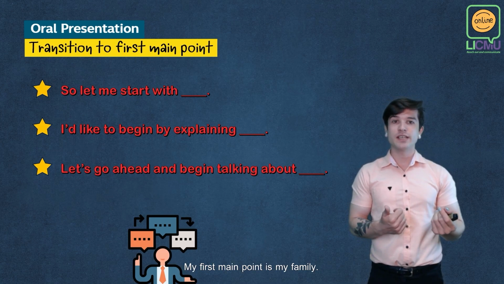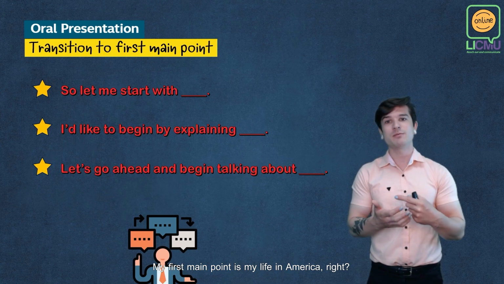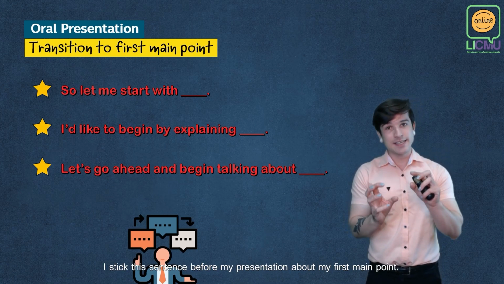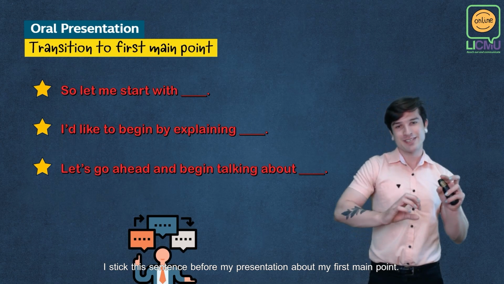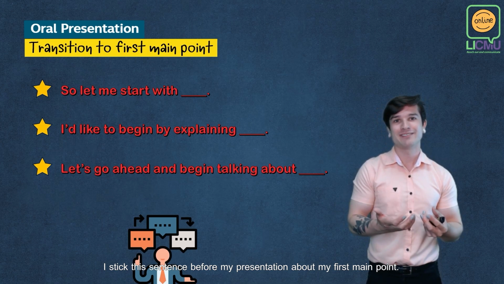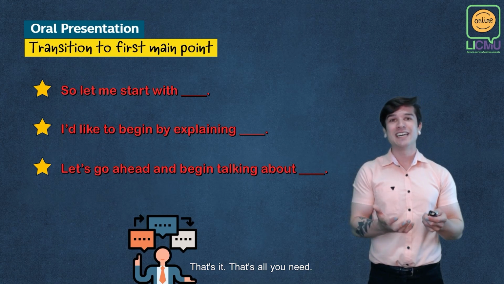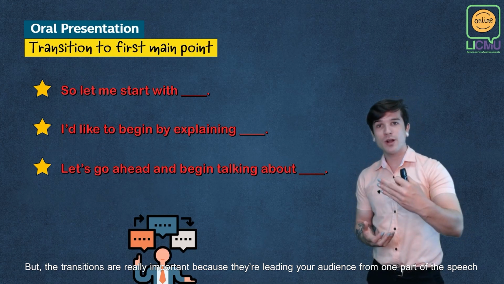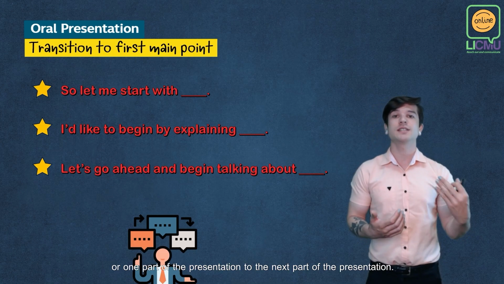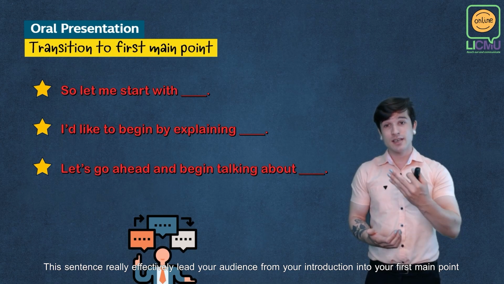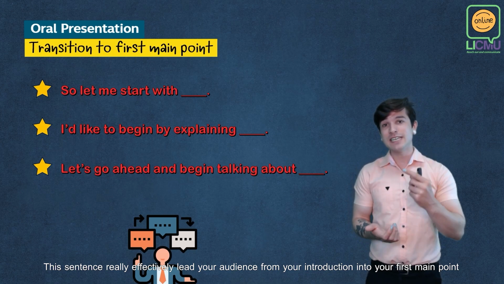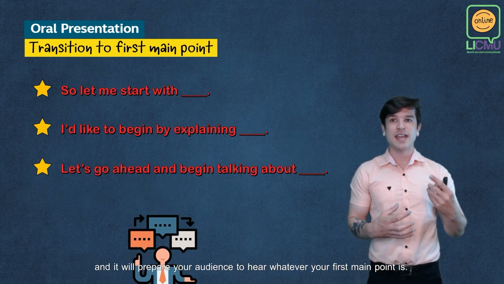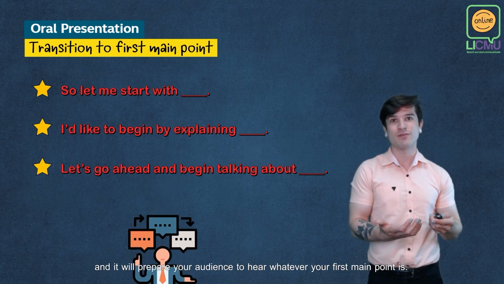My first main point is my family. My first main point is my life in America, right? So I just take that first main point and I plug it in here. I stick this sentence before my presentation about my first main point. That's all you need. But the transitions are really important because they're leading your audience from one part of the speech or one part of the presentation to the next part. This sentence really effectively leads your audience from your introduction into your first main point, and it will prepare your audience to hear whatever your first main point is.